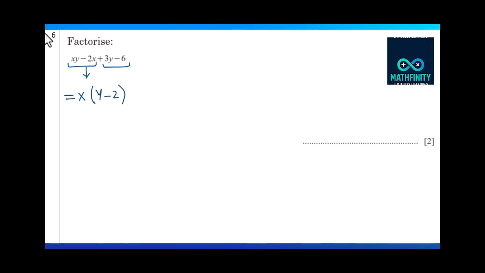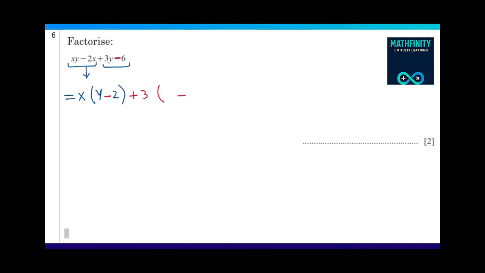Okay, what is common from the second pair? The number is also common, 3 and positive 3. Why positive? Because here is negative and here also negative, so these two signs must be the same. Okay, I took 3 common. So what we have to write inside the bracket? y in the first position, and in the second position, what is the number here? 6. 6 divided by 3, 2.